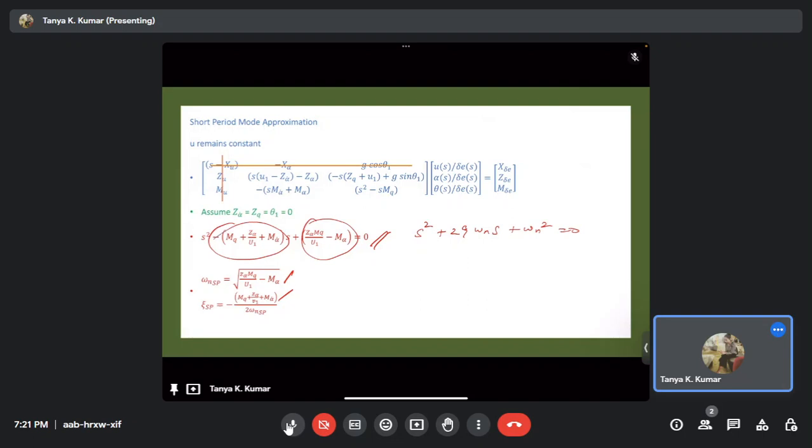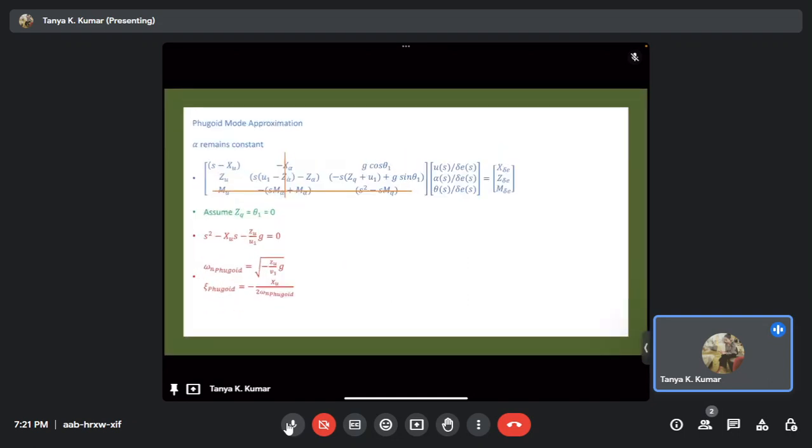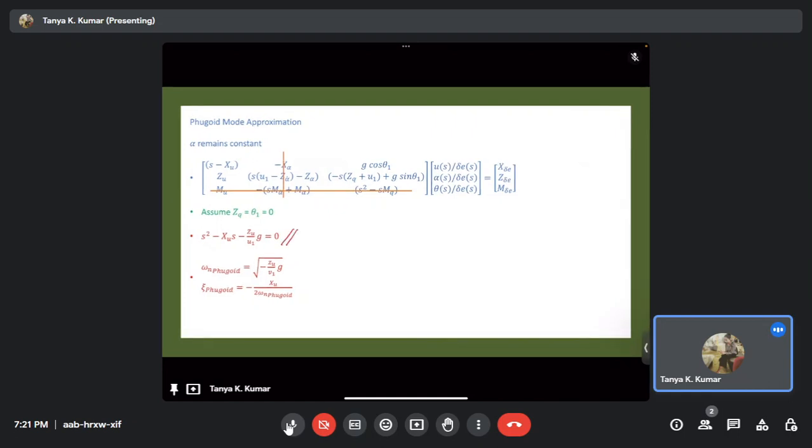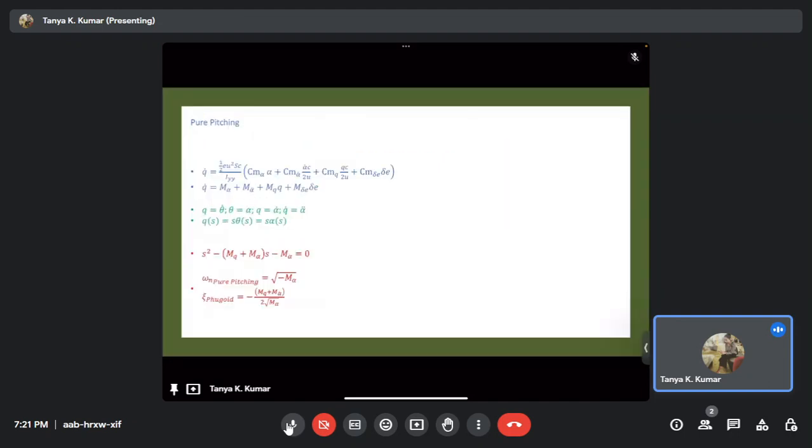Okay. Then you have the Phugoid mode or long period mode approximation, where you assume alpha to remain constant. Then your second column in the third row can be neglected, and then again you have a second order equation given by this. Again you compare it to a typical second order equation, and you find out your natural frequency and damping ratio.